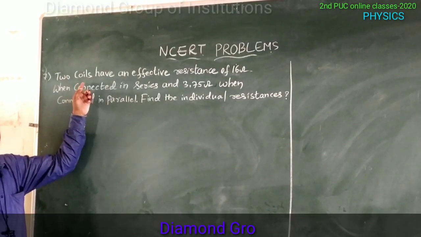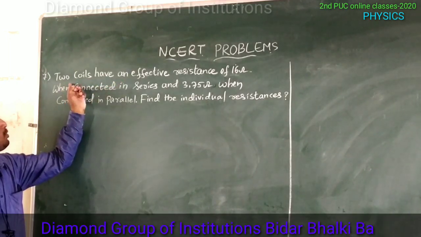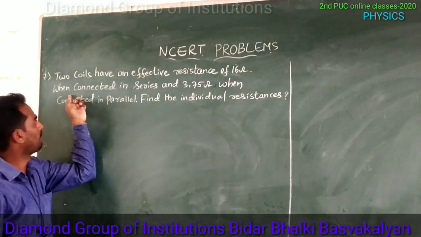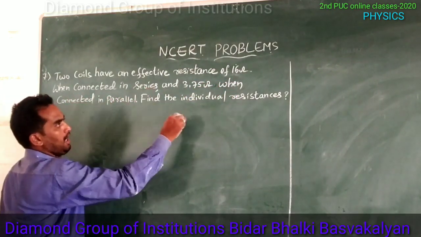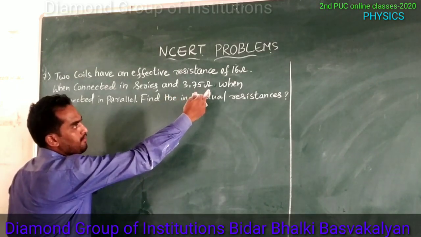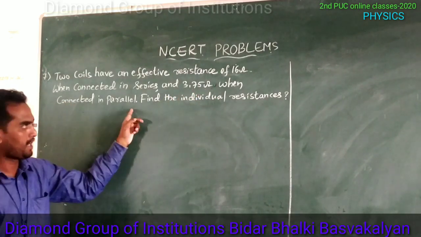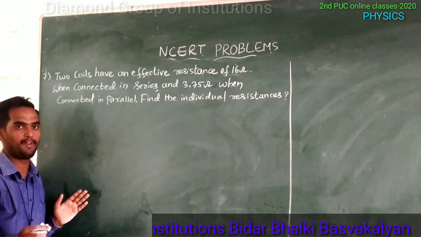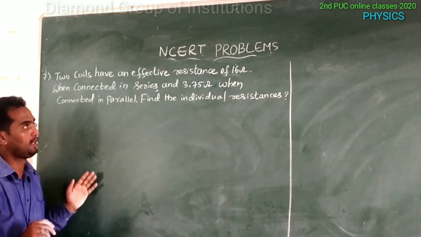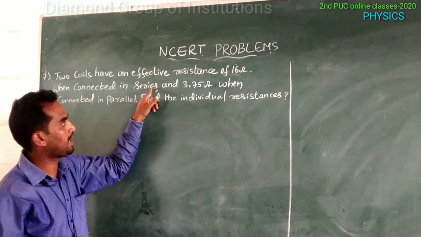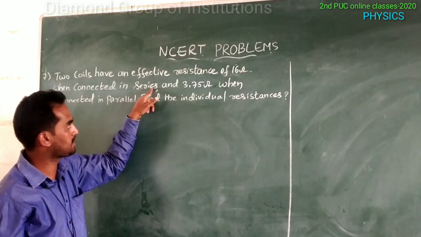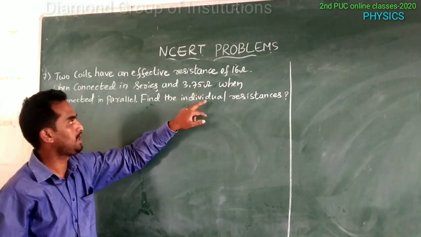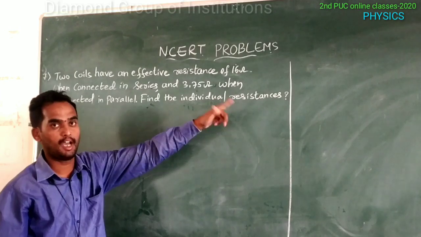See one more different numerical. Two coils have an effective resistance of 16 ohm when connected in series and 3.75 ohm when connected in parallel. Find the individual resistances. That means we don't know the values of R1 and R2, and here he mentioned the value when R1 and R2 are connected in series, and when they are connected in parallel, that value is also mentioned. So we must calculate the value of R1 and R2.